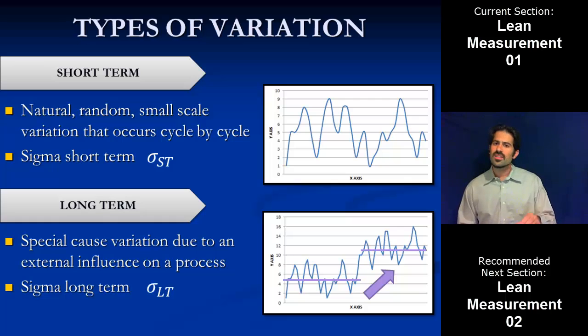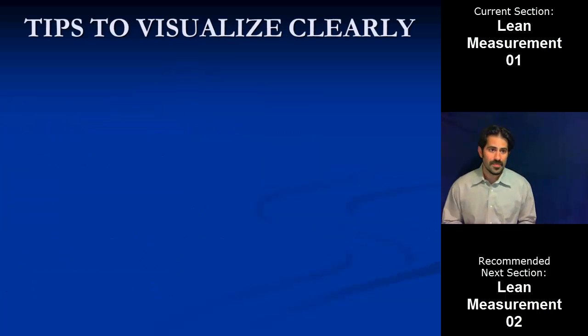So there's the distinction between the normal stuff that's okay and the external stuff that's not okay that we need to be able to see.